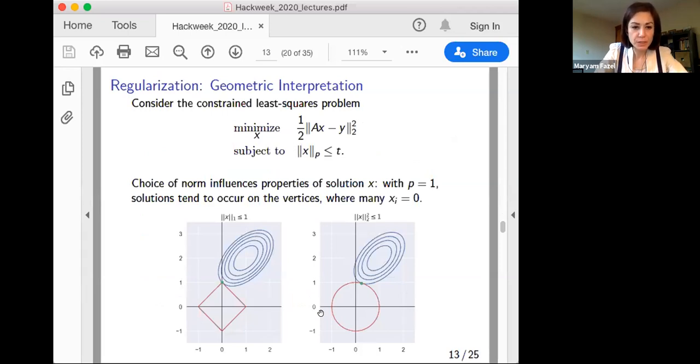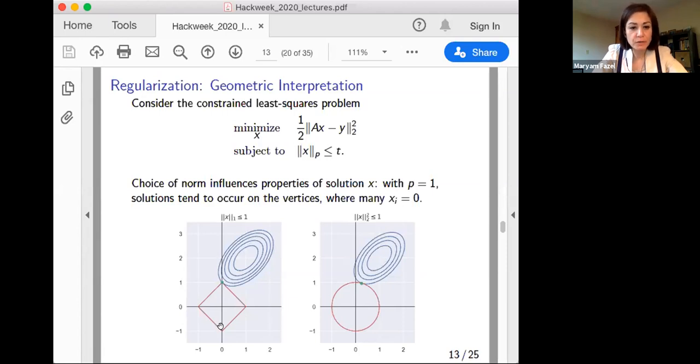For geometric intuition, let's consider the constrained version of the problem. So instead of trying to minimize R of X or put R of X as part of the objective, we keep it small by bounding it with some fixed value T. So that gives us this problem. P can be 1 or 2, for example. We can visualize this optimization problem by thinking of how much we can shrink the blue ellipsoid that represents the objective value while it still intersects the constraint set, which here is shown in red.